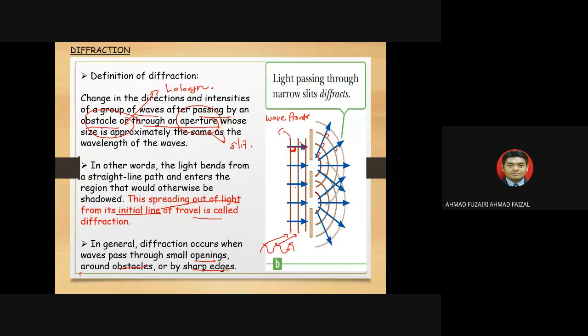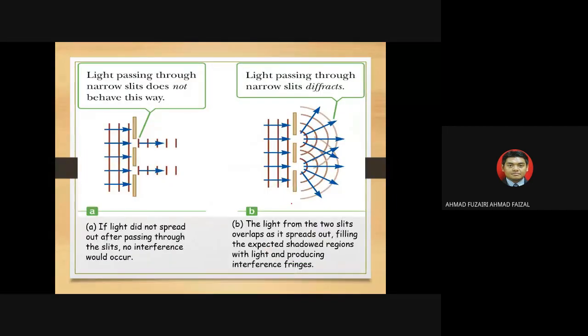Hujung di sebelah hujung ni pun akan berlaku. Light passing through a narrow slit does not behave this way, but light passing through narrow slits will diffract. If light did not spread out after passing through the slit, no interference would occur. Remember, when the slit is bigger compared to the wavelength of the incoming wave, there will be no interference. Nampak tak ada interference sebab apa?